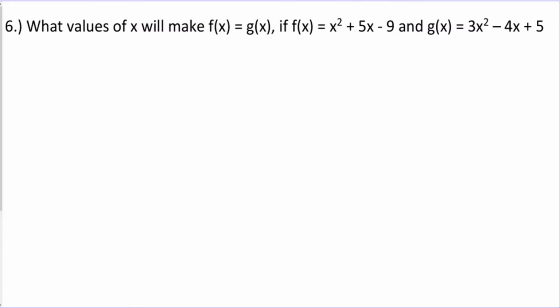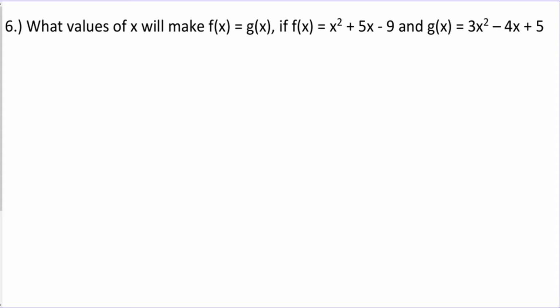And this one's kind of word problem-y, right? It's not just solve. They're kind of just giving the problem in a different context. So this one says, what values of x will make f of x equal to g of x if f of x is the given expression and g of x equals 3x squared minus 4x plus 5? All this means is they want you to set these two equations equal to each other and then solve, okay?